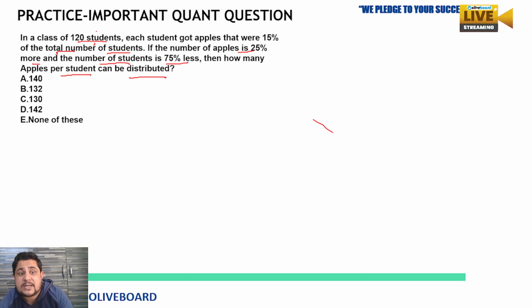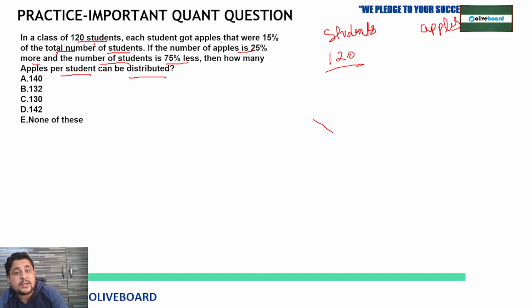So see, in a class of 120 students means total number of students, and apples are also distributed. So total 120 students, and what is given? Each student got apples that were 15% of the total number of students. So 120 students were there. 15% of 120: 10% is 12, just add 5% more, which means 6. 12 plus 6, 18.